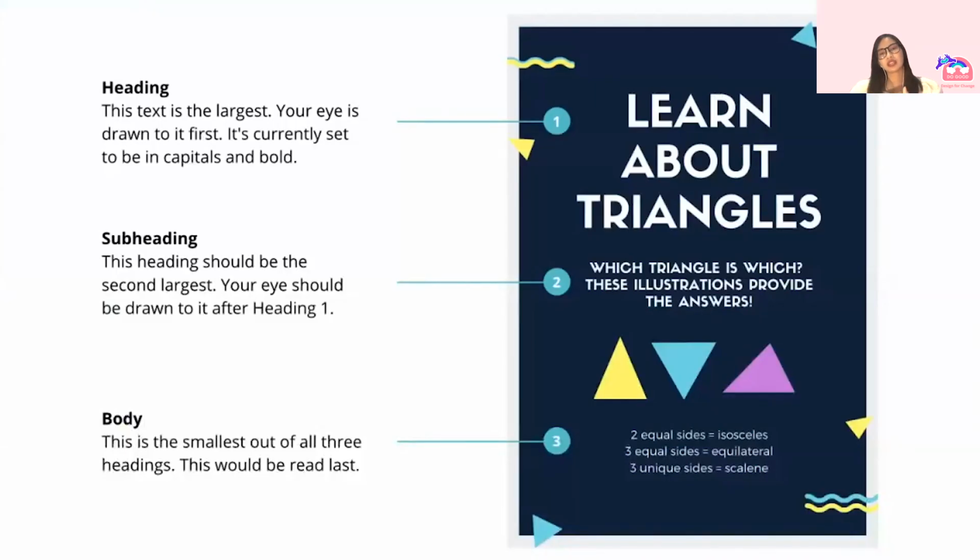So this is a concrete example of hierarchy inside a poster. So the heading is this one. So, learn about triangles. This is the largest, and at first glance, it's the first thing that you see. And from this poster, it's the main message of this poster or design.